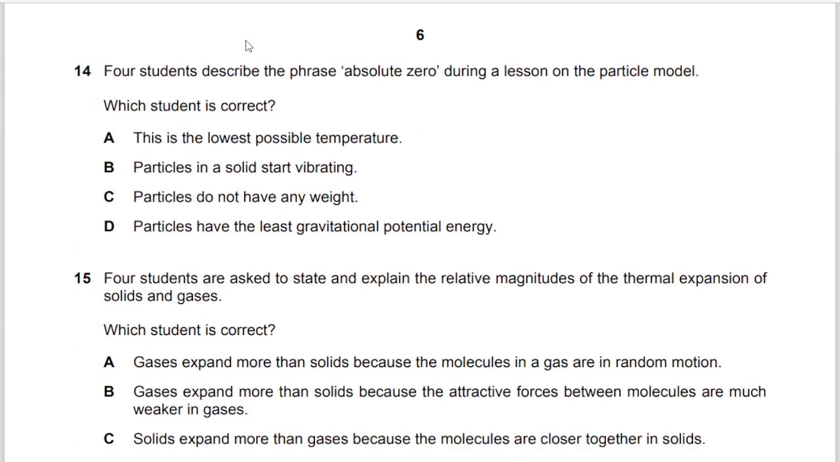Question number 14 says, four students describe the phrase absolute zero. So absolute zero we know is the lowest possible temperature. So option A is the correct answer.